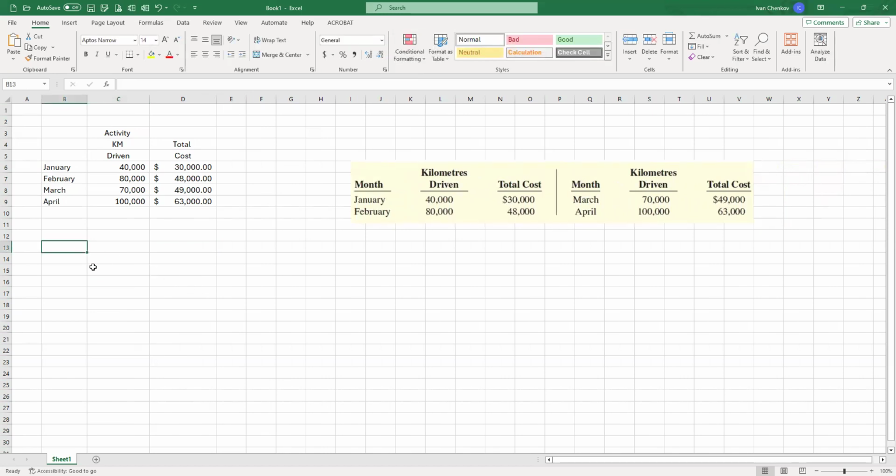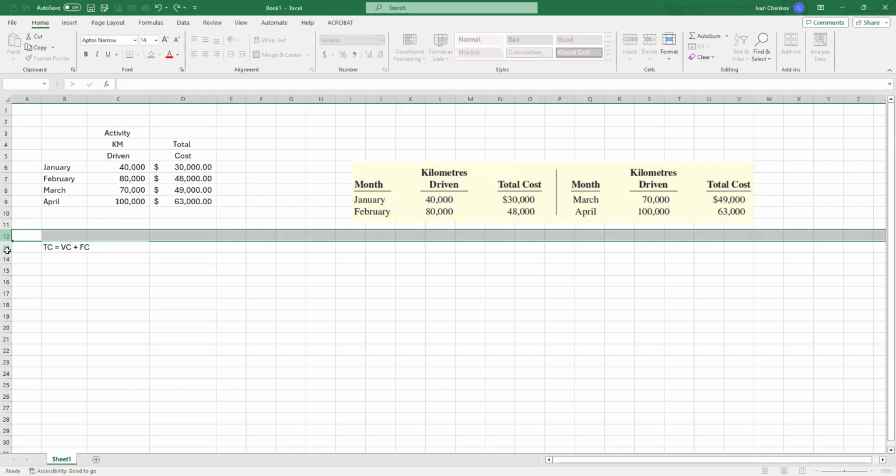I need to know the following: that my total cost is equal to variable cost plus the fixed cost, correct? If the cost can behave only as variable and fixed, my total cost will always be total variable cost plus total fixed cost, giving me the total cost. Are you with me? Yes.